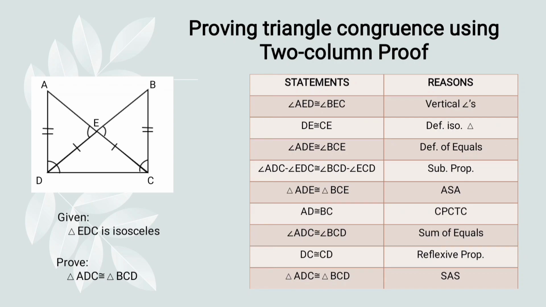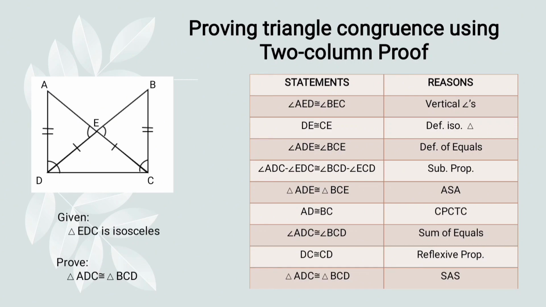Our fourth statement is angle ADC minus angle EDC is congruent to angle BCD minus angle ACD. The reason for that is the subtraction property. Since this one, if you subtract this angle from this angle, it is congruent to this one.